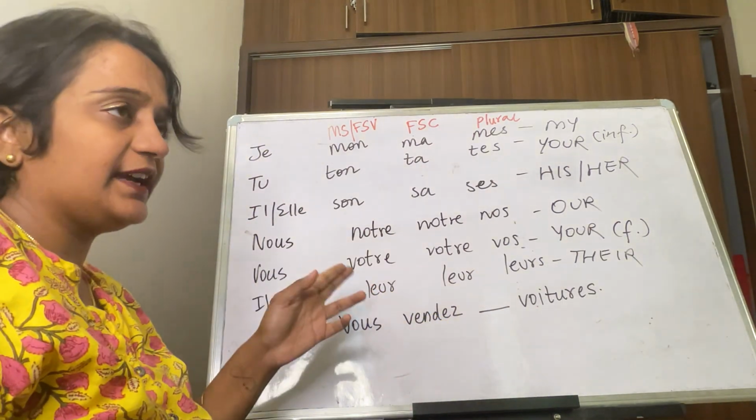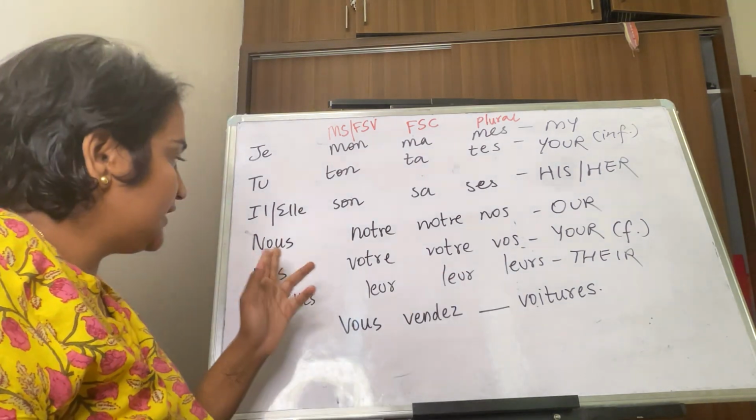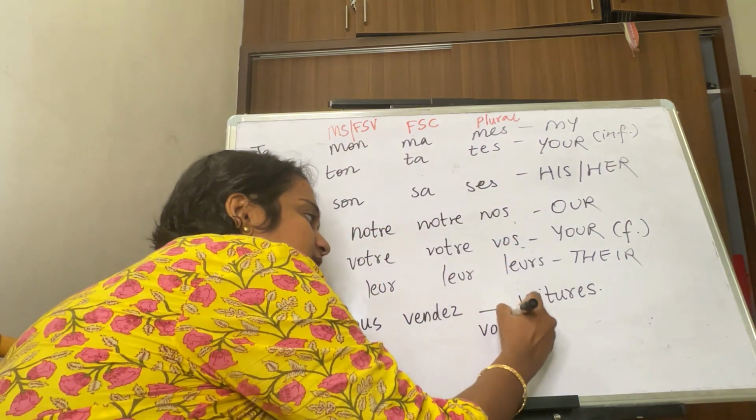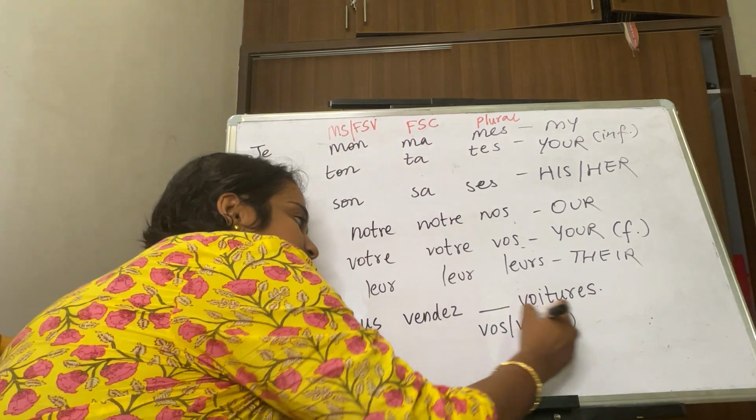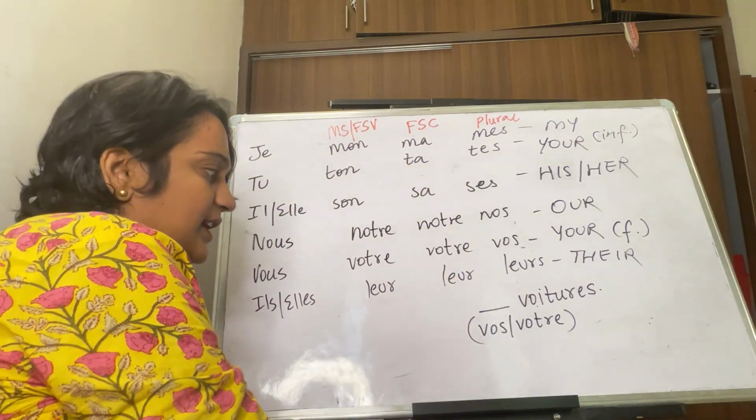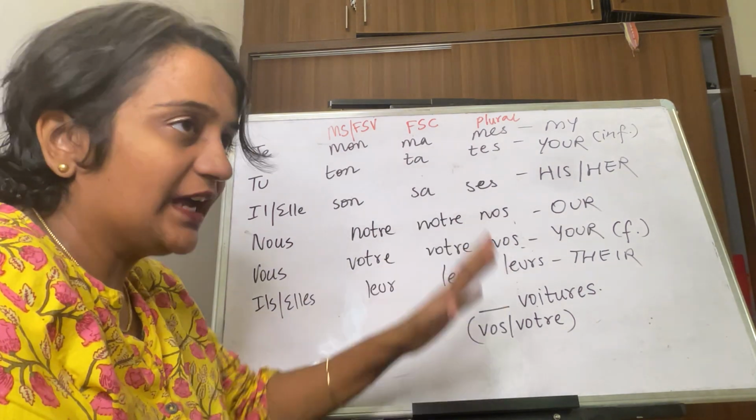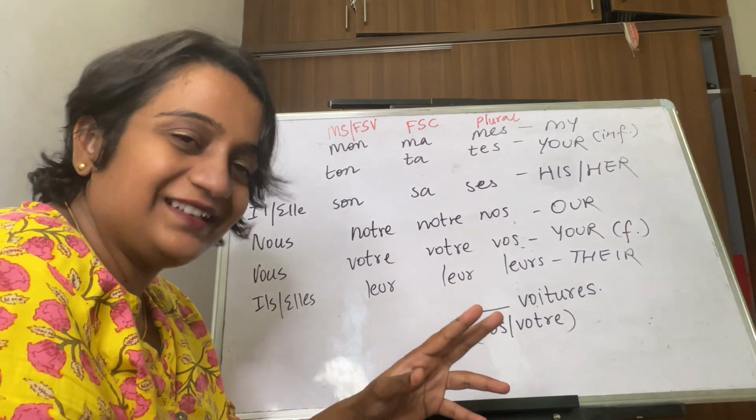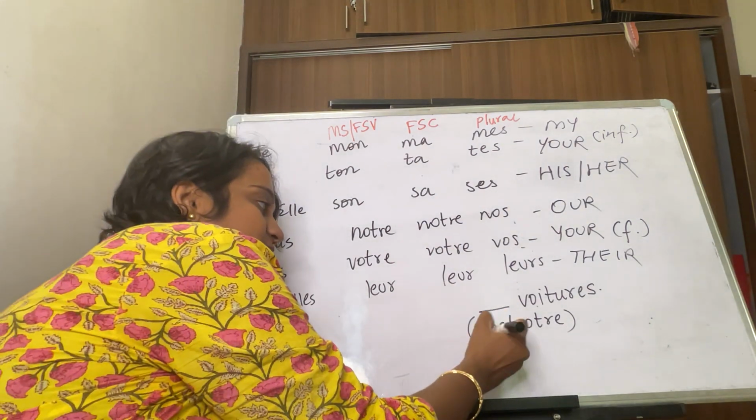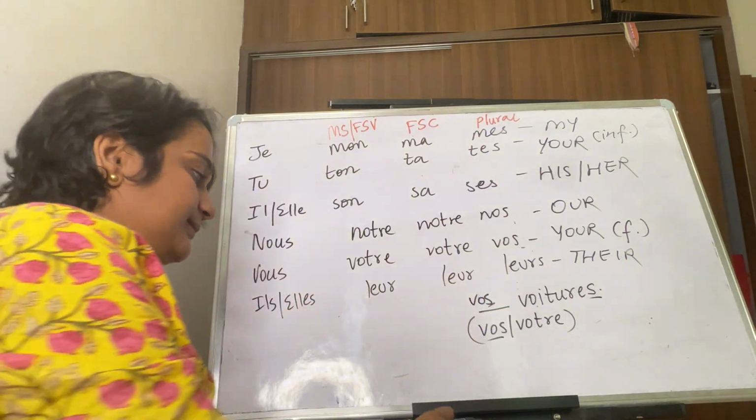Okay, vous vendez dash voiture. You are selling your cars. So when I go to vous, I get two options, votre, votre, vos. I can just write down one votre because it doesn't make a difference. Once I write it down, erase all this. We don't need to know that. Now, is it vos or votre? Which one will agree and marry and not fight and not kill? Which one can I seat here? It would be vos because it ends with S or X. Okay.